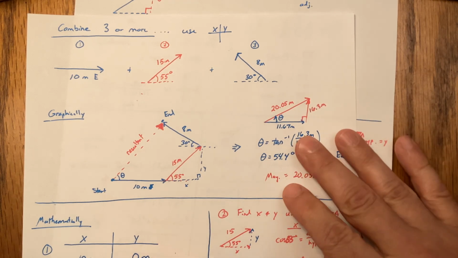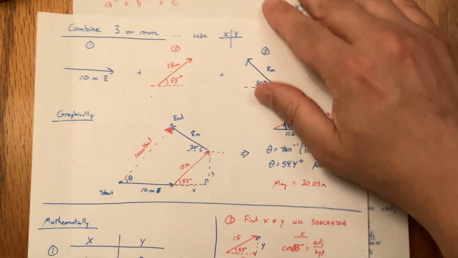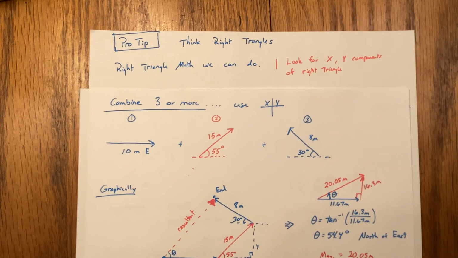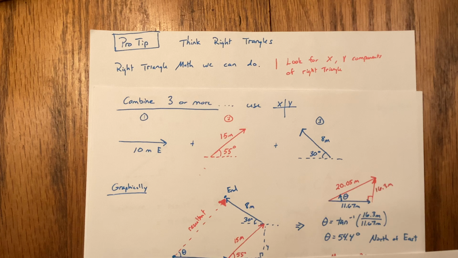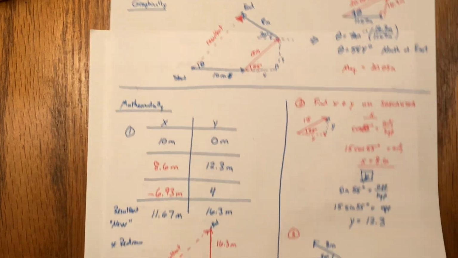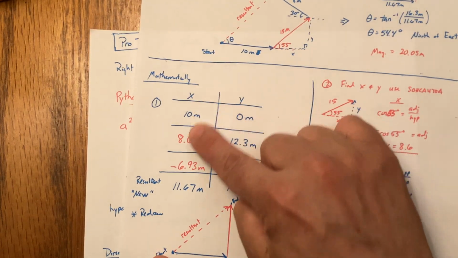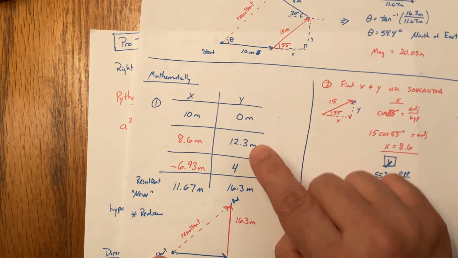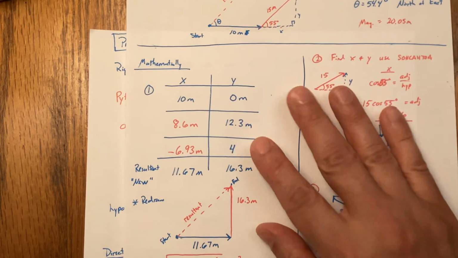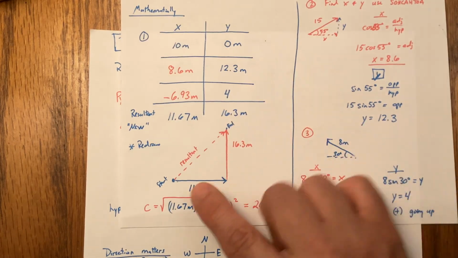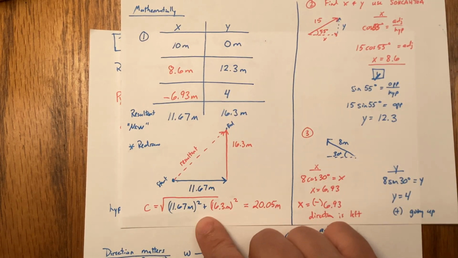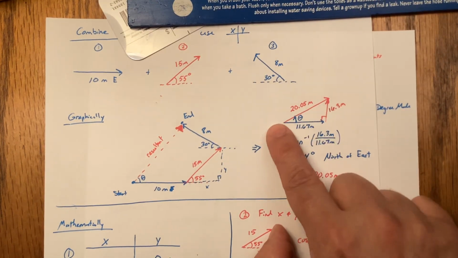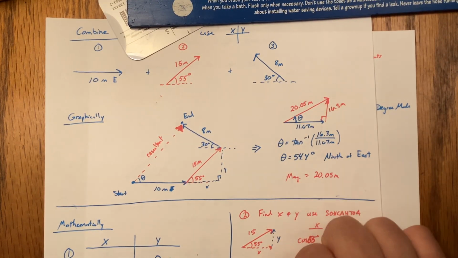Hopefully this helps kind of to give you a quick overview of how to use right triangles and break them down into their x and y components, combining 3 or more, keeping track of the xy table where you have all of the x components added together for your new resultant and all of the y components added together for your new y value. Put that in together and solve for the hypotenuse using Pythagorean theorem, then come back, and if you need to find the angle, draw your new triangle and use trig to find the angle.